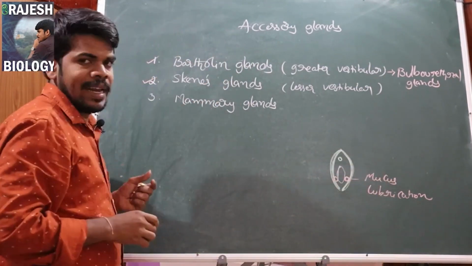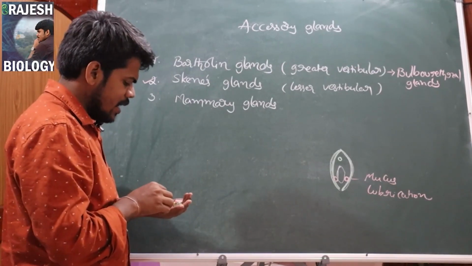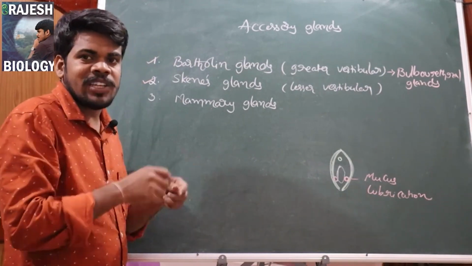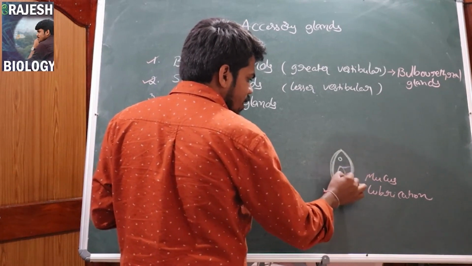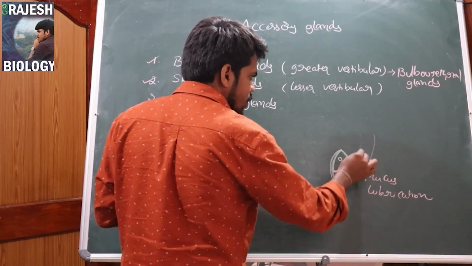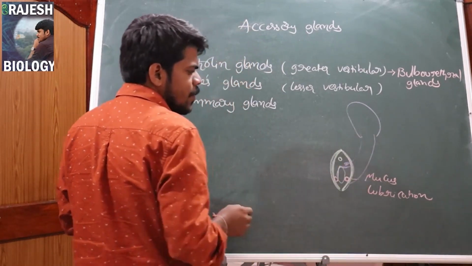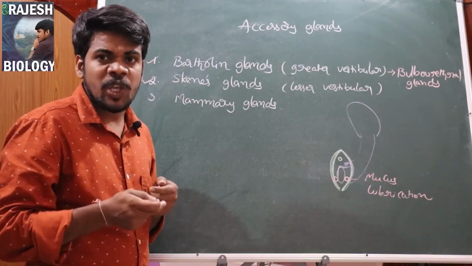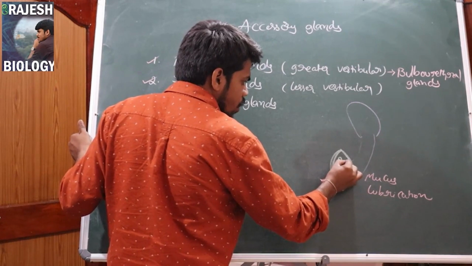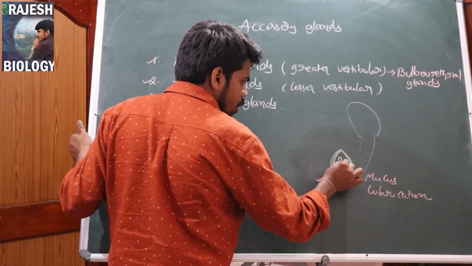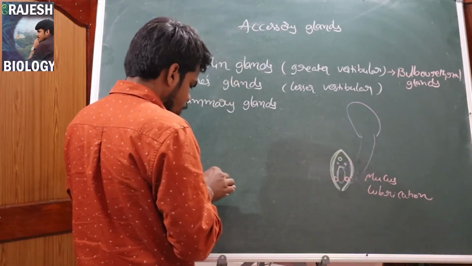Coming to the Skene glands. Skene glands are called lesser vestibular glands. They are present anterior to the vagina, on the anterior wall of the vagina. If this is the anterior wall of the vagina, which enters like this, from here the uterus. So on the anterior wall these glands are present, that means between the urethra and vagina. So here I will draw. They are small when compared with the Bartholin glands, very small.